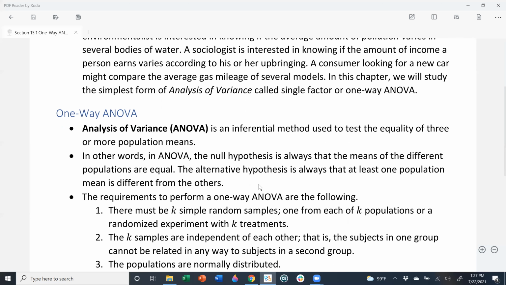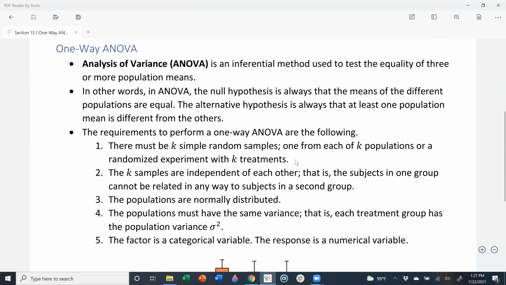The requirements to perform a one-way ANOVA are the following. There must be k simple random samples, one from each of k populations, or a randomized experiment with k separate treatments. The k is the number of different categories or samples that you're comparing. The k samples are independent of each other, which means that subjects in one group cannot be related in any way to subjects in a second group.